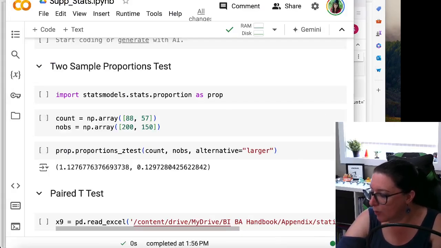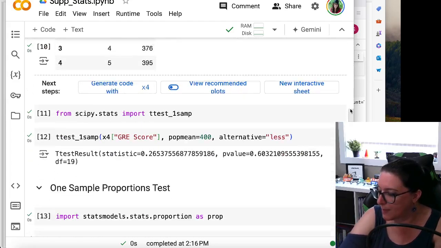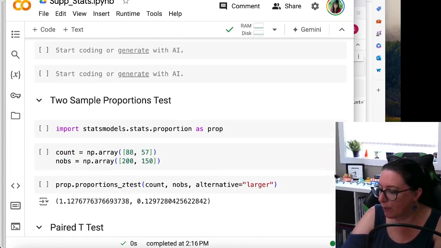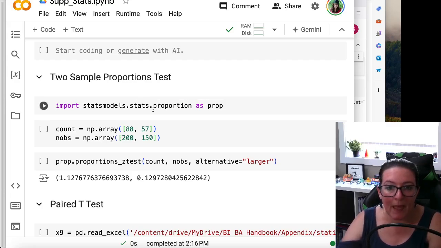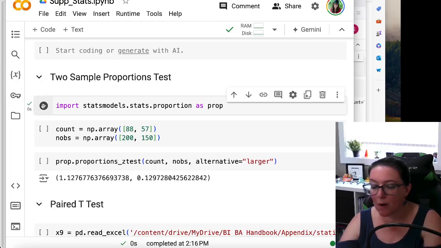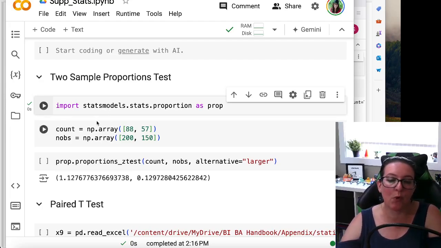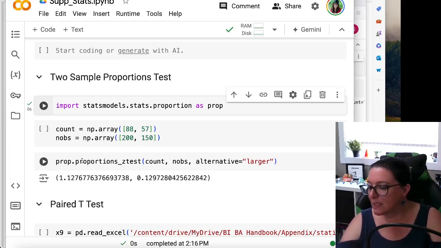We are working down here towards the bottom of the sheet, so make sure you import pandas as pd and NumPy as np because we're going to need that one in just a moment. Scroll down. We are doing right now two sample proportions tests. And to do our two sample proportions tests, we're going to use a package called statsmodels.stats.proportion. We're going to call it prop for short. This is the same package you used before when you did a one sample proportions test. The difference is that we are going to put in multiple proportions into the test.